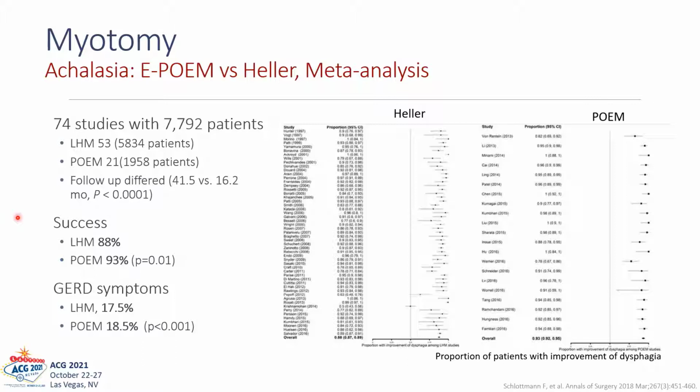Overall success was higher in the POEM group at 93% versus 88%, and the predicted probabilities for success at both 12 and 24 months also significantly favored POEM. However, GERD symptoms were also higher in the POEM group at 18.5% versus 17.5%, and the odds of GERD on pH monitoring were also roughly 4 times higher in the POEM group.